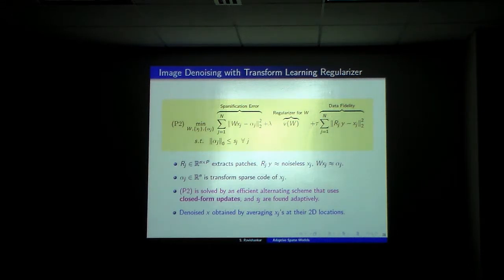And although this problem is quite complicated, you can solve this by alternating minimization, and you can solve this quite efficiently. And notice that we have these sparsity levels here for the patches, Sj, for the sparse codes of the patches. And these sparsity levels are typically unknown, and we have some scheme for adaptively estimating these sparsity levels in our algorithm. So I won't go into that. So this is kind of the overall framework.